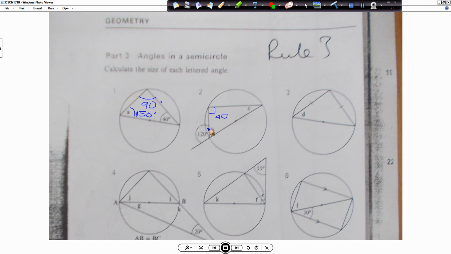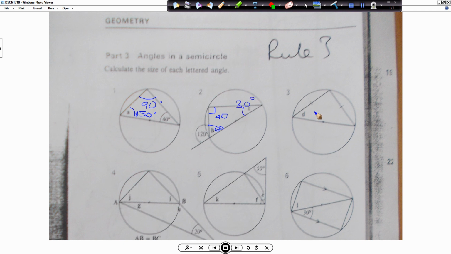That's 90. That's 120. So this angle here will be 60, because angles at a point in a straight line equal 180. 60, 90, angles in a triangle add up to 180. So C will have to be 30.